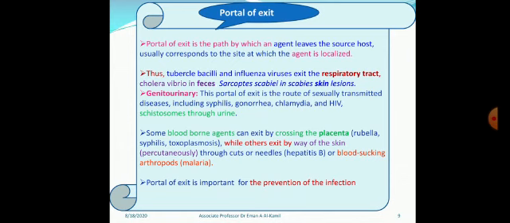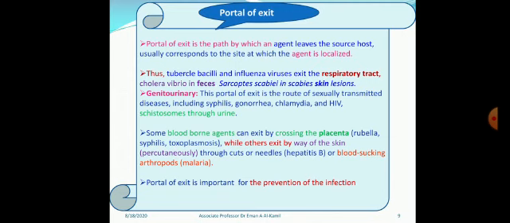Also, blood-borne agents, which we have already discussed previously, are regarded as a source of infection. For example, infection crossing the placenta from the mother to the fetus, such as rubella, syphilis, toxoplasmosis, hepatitis, and also HIV infection, while others exit by way of the skin percutaneously through cuts or needles, such as hepatitis B, or through blood-sucking arthropods, such as in malaria.